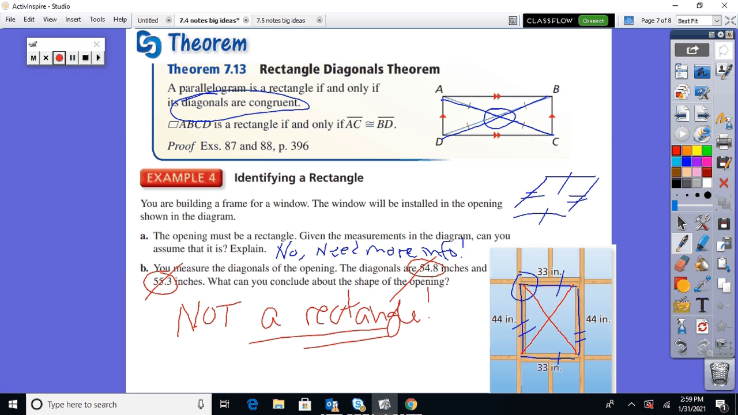It can't be a rhombus because I don't have all four sides equal, so it can't be a square. All it would be is a parallelogram. Not good. We want it to be a rectangle for this opening, so we would have to do a little bit more work. We'd have to alter the angles a little bit. And that's a good way, if you ever want to see if you have a rectangle, if you're building anything, just check your diagonals and see if they are congruent.